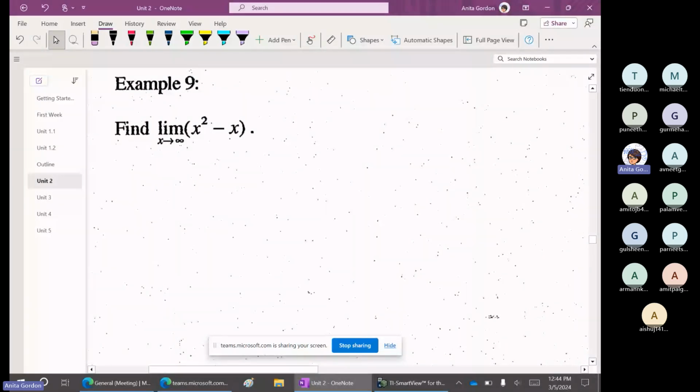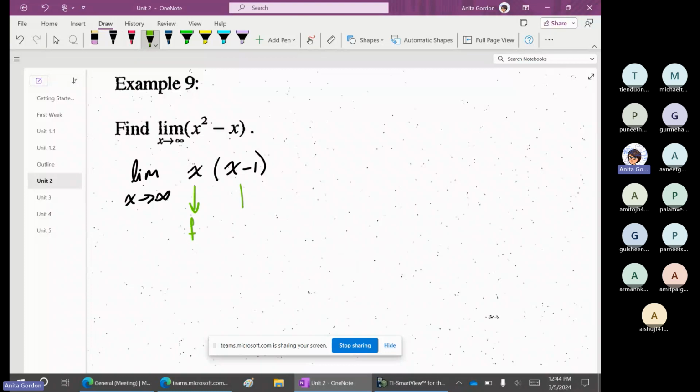Example 9. Here's where we have ambiguity, right? As x goes off into infinity, I don't want to say infinity squared minus infinity is infinity because it's ambiguous. It's not really a fact. So what we're going to do is factor. Let's use our limit laws. Let's call this f and let's call this g and do them separately and then multiply them together.